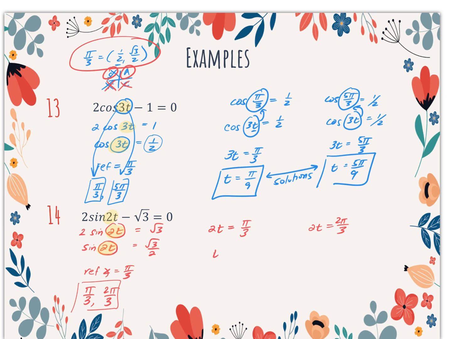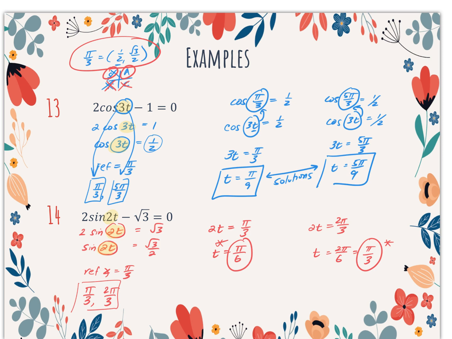So again, I'm going to multiply both sides by a half this time, and I'm going to get pi over 6, and here it's going to be 2 pi over 6, which again, I could simplify to pi over 3. So t equals pi over 6 is one answer, and t equals pi over 3 is my other answer. Okay, and those are my two solutions. Those are the values of t.